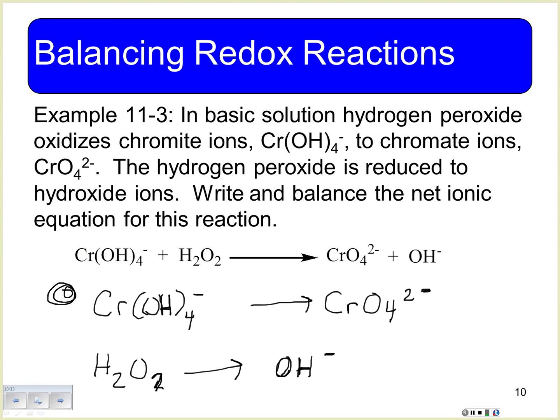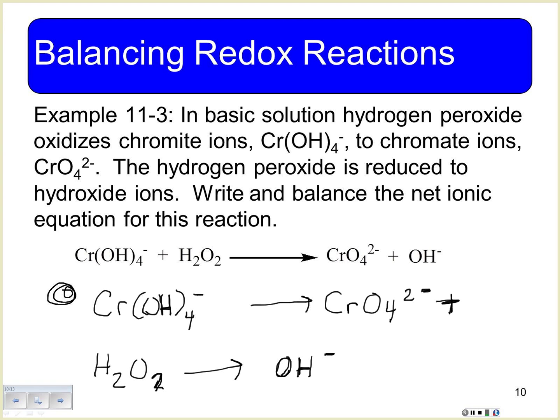So if we look here, we've got chromium on each side, so we move on to our oxygens or our hydrogens. It looks like we've got 4 oxygens, and then we've got 4 here. But over here we have 4 hydrogens. So if we have hydrogen on one side of the equation and 0 on the other side, what do we have to add over here? It's actually called a proton. It's not neutral hydrogen, it's an H+.